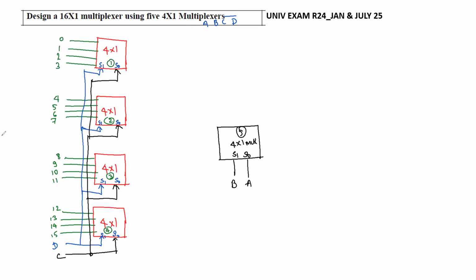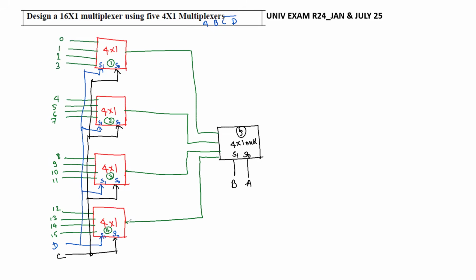Now the output of the previous stage, this multiplexer output is going to be the input here. Again, this output is going to be the input. Again, this output, again, the fourth multiplexer output is going to be the input here. And finally, this is our final output. So these are the inputs here, and here we are going to get the output.